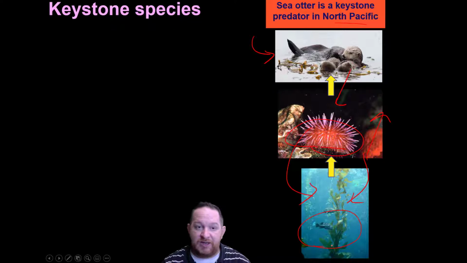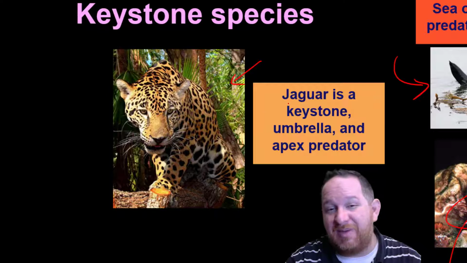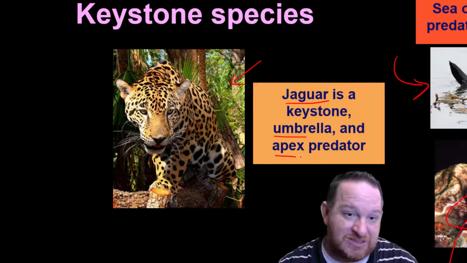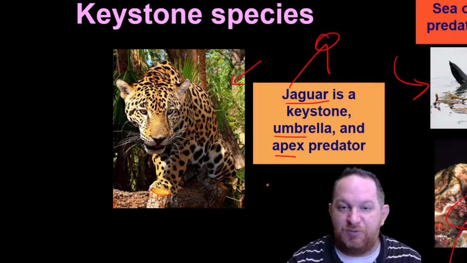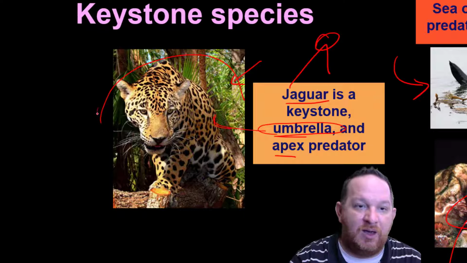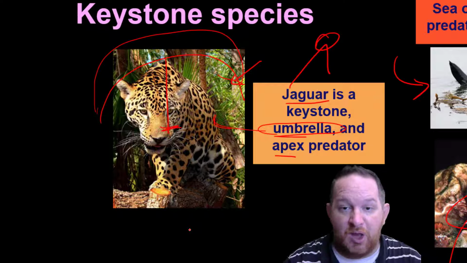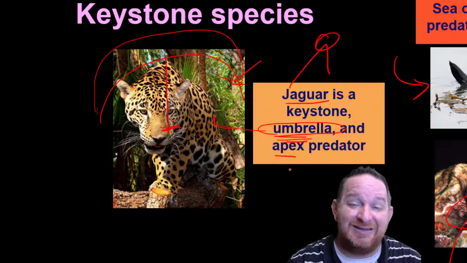The jaguar is also a keystone species in its particular niche and ecosystem. The interesting thing about the jaguar is that it's also an umbrella and apex species as well. Apex, you kind of understand, right? It's at the top, it's that apex predator. But it's also an umbrella species because we found that when we try to protect the jaguar, it's like an umbrella, right? I'm trying to draw one. I'm not very good at drawing. But when we protect it, it's actually protecting a lot of the other species that are endangered below it. So we consider this an umbrella species, a keystone species, and an apex predator as well.